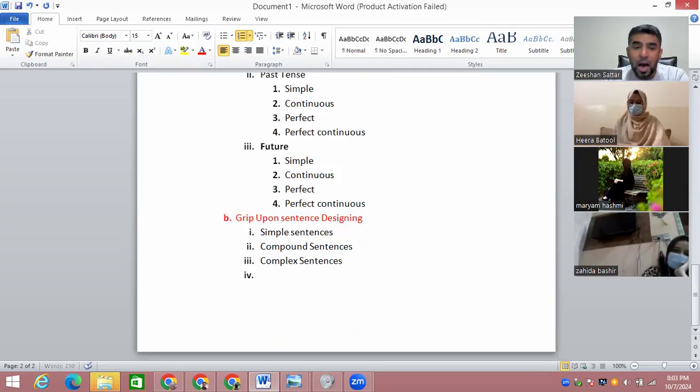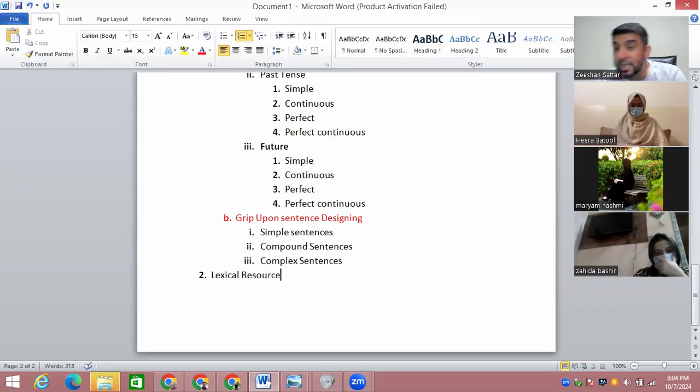Okay, so now I'm moving ahead to the second criteria. The second marking base is known as lexical resource. Lexical resource means dictionary resource. Lexical means dictionary. In simple words, it means vocabulary, the vocabulary that we are writing in our write-up in the writing exam.